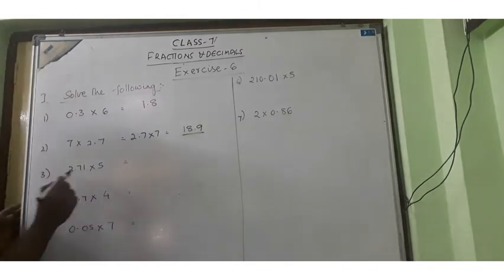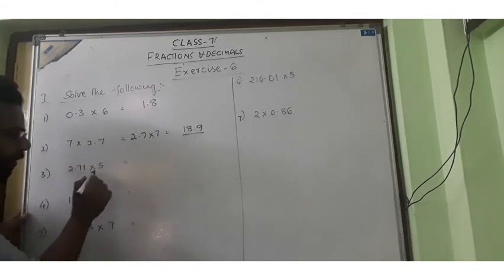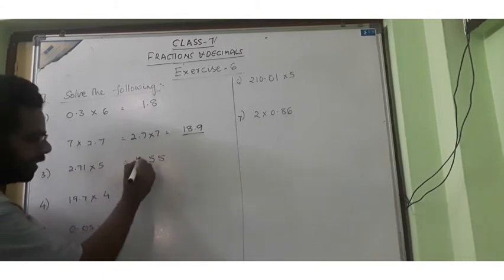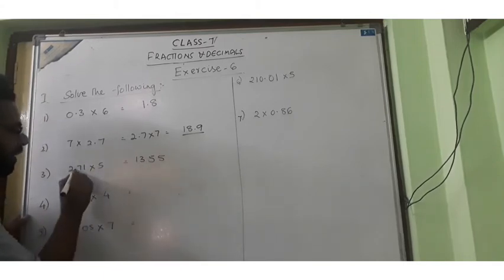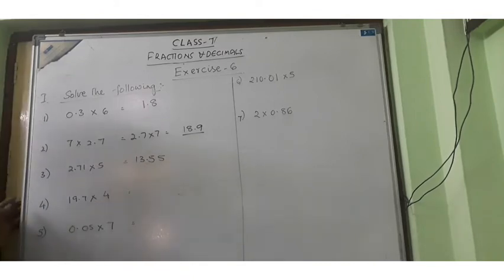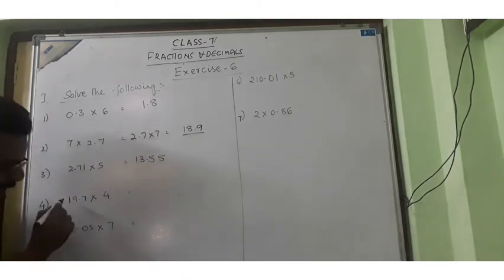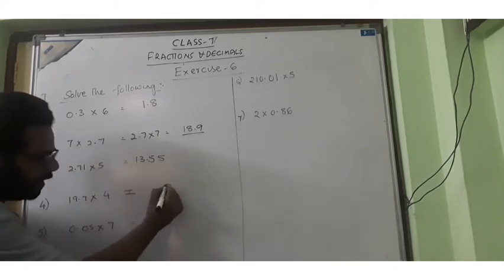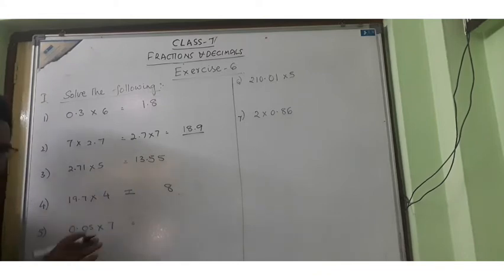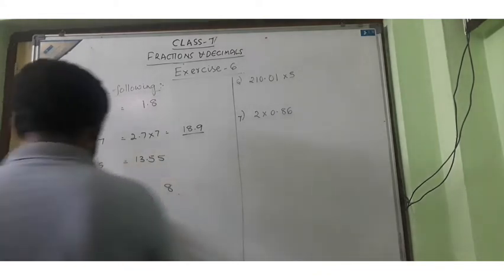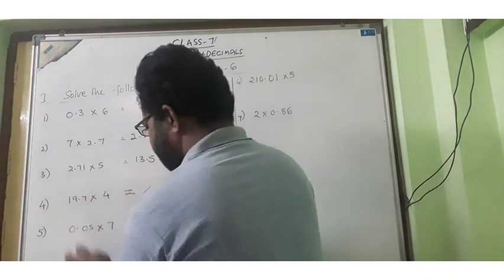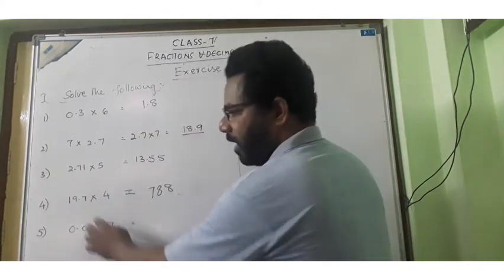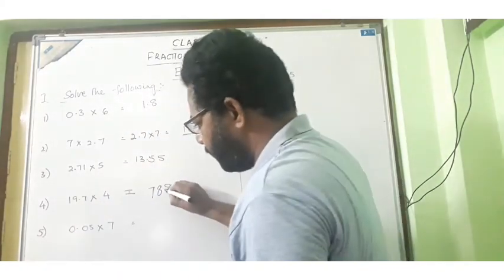Understand? So like this, the third one. 2.71 into 5. 5 1 ja 5, 5 7 ja 35, 3, 5 2 ja 10 plus 3, 13. 1355. After the decimal, 2 digits are there. So you have to put 13.55. 19.7 into 4. This is equal to 4 7 ja 28. Directly, first do the multiplication without decimals. 4 7 ja 28. Okay. 2. 4 9 ja 36 plus 2, 38. 3. 4 1 ja 4 plus 3, 7. After the decimal, only one digit is there. So 78.8.